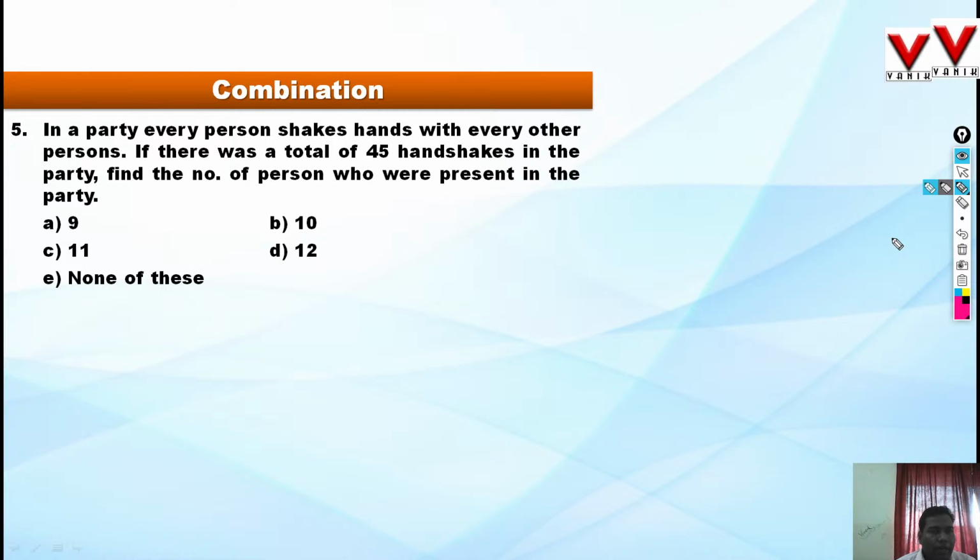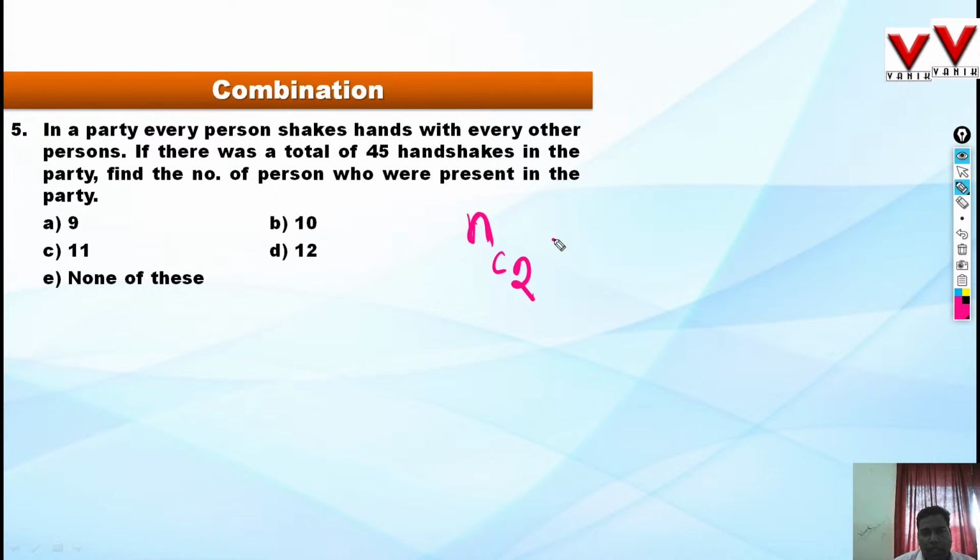Suppose in the party there are n persons. Number of handshakes is nC2. nC2 is equal to 45. Then nC2, you know, is n into n minus 1 divided by 2, equal to 45. n into n minus 1 is equal to 90.